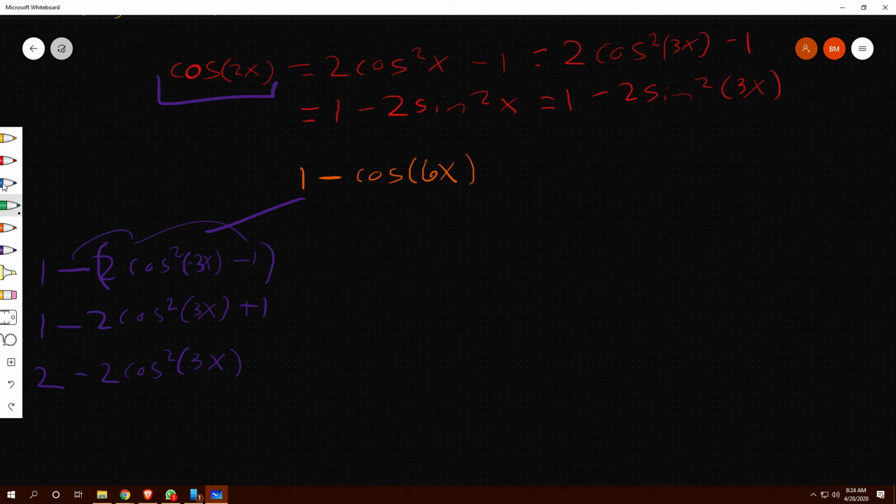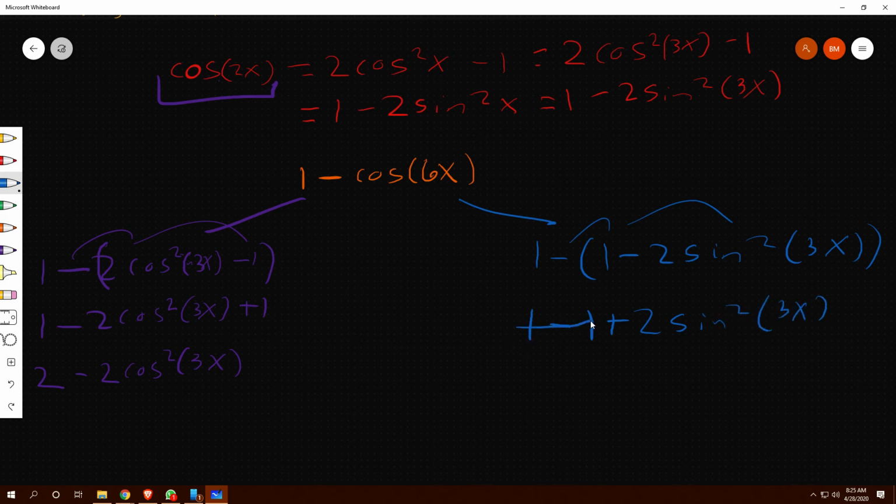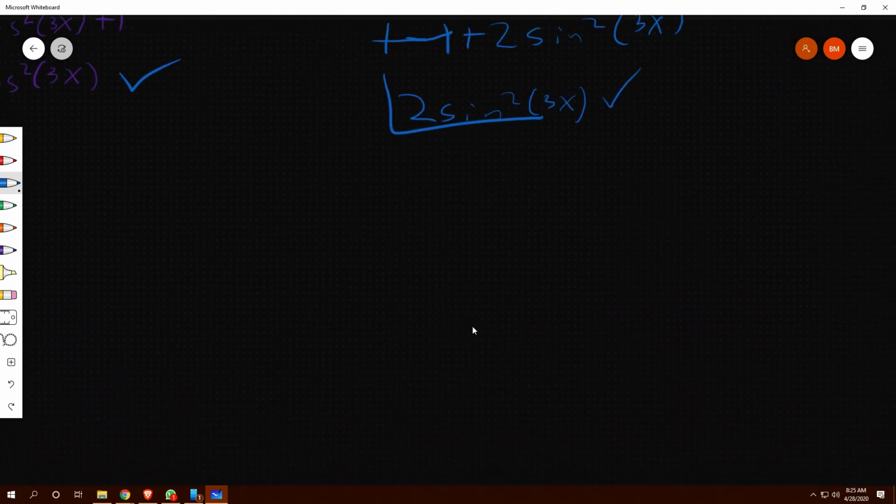My other possibility here is going to be 1 minus, well, parentheses 1 minus 2 sine squared 3x. Same thing, I'm going to distribute. So this is now going to be 1 minus 1 plus 2 sine squared 3x. That cancels. I have 2 sine squared of 3x as my final answer. Both of these are equivalent. I think Apex is going for the one in the blue, but we'll see at the problem.